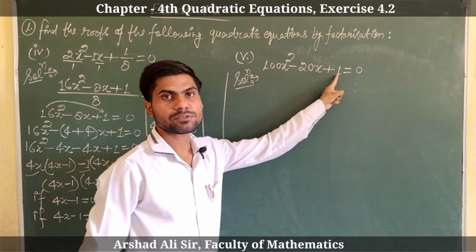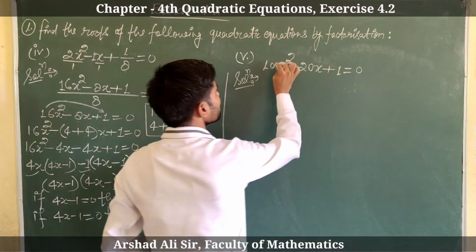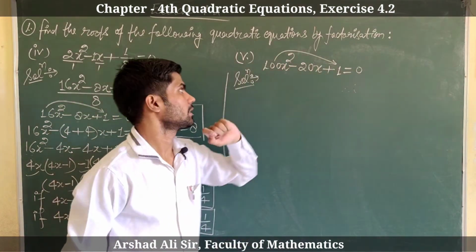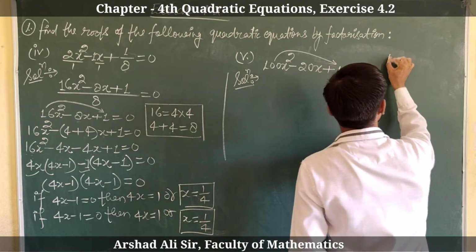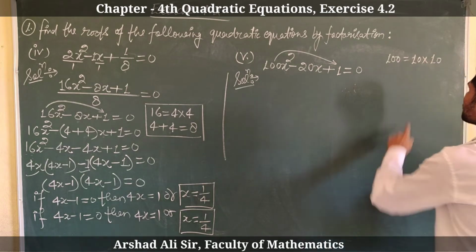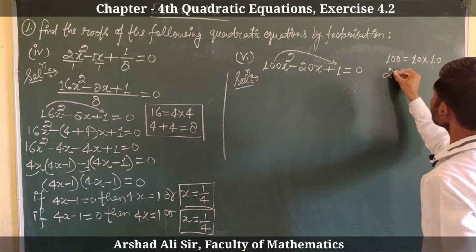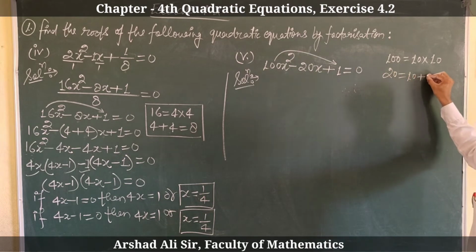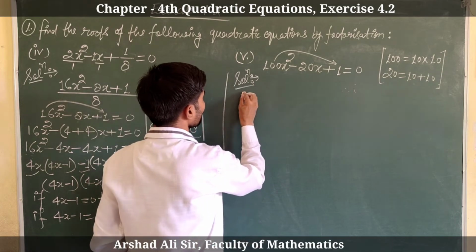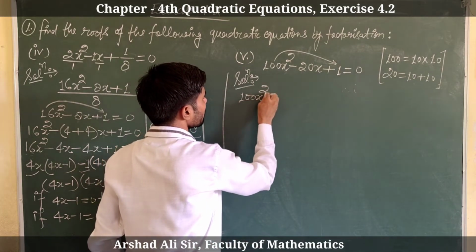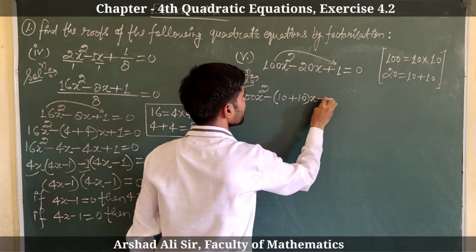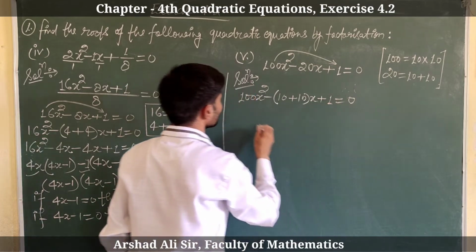Now the fifth part, 100x square minus 20x plus 1 equal to 0. We can multiply 100 by 1. 100 times 1 is 100. Now 100 is equal to 10 multiply 10, 10 tens are 100, and 20 is equal to 10 plus 10. Instead of 20 we can write 10 plus 10. Now 100x square minus (10 plus 10) into x plus 1 is equal to 0.